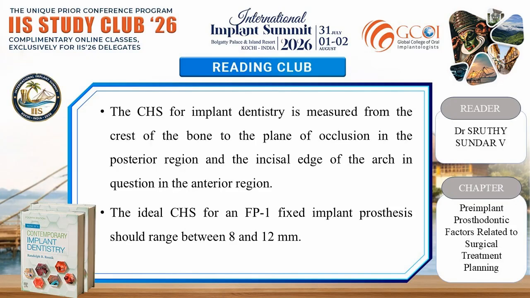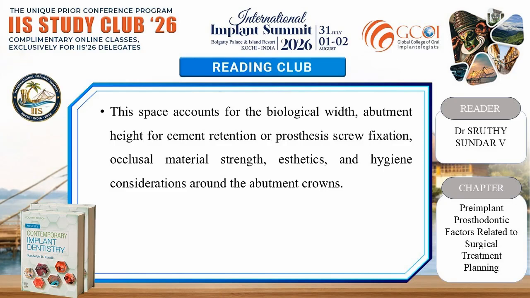Crown height space or CHS for implant dentistry is measured from the crest of the bone to the plane of occlusion in the posterior region and the incisal edge of the arch in question in the anterior region. The ideal CHS for an FP1 fixed implant prosthesis should range between 8 and 12 mm. This space accounts for the biologic width, abutment height for cement retention or prosthesis screw fixation, occlusal material strength, aesthetics, and hygiene considerations around the abutment crowns.